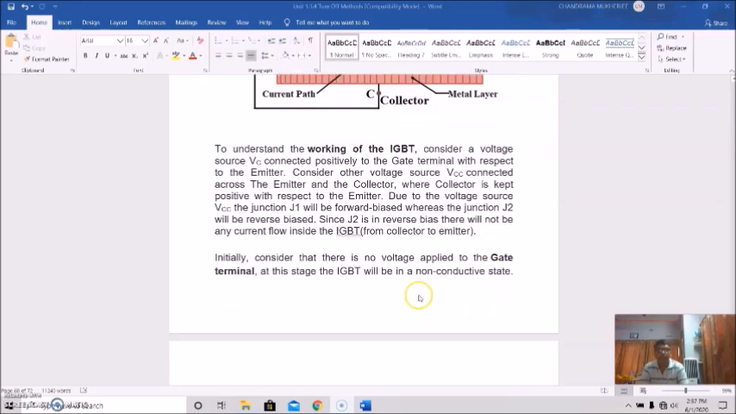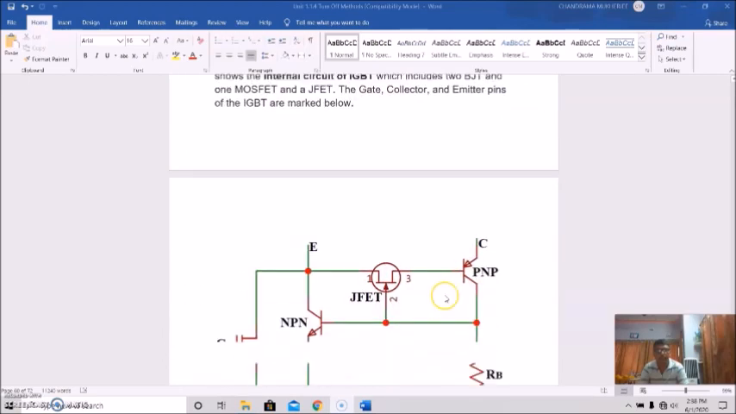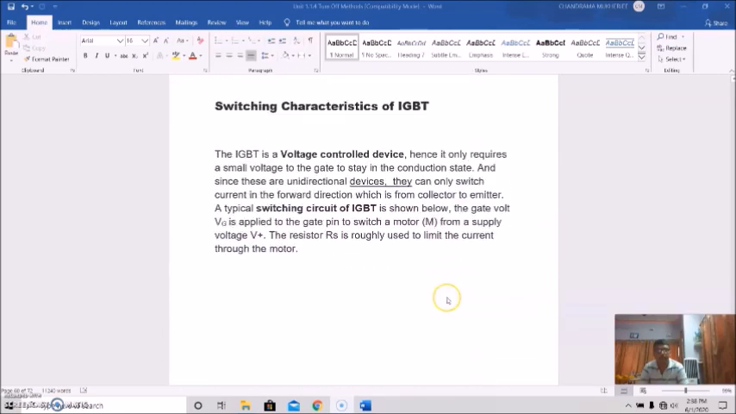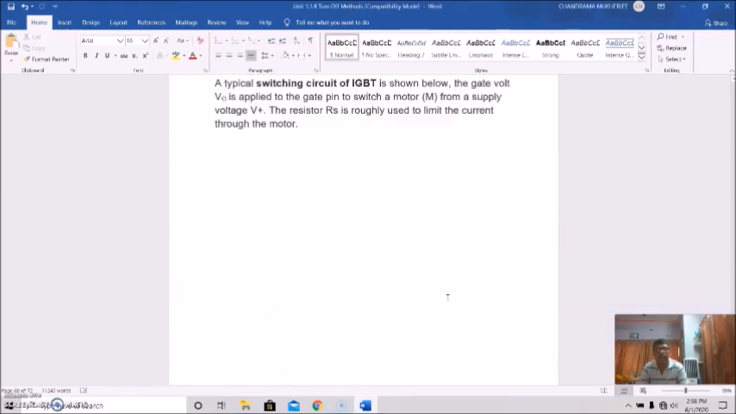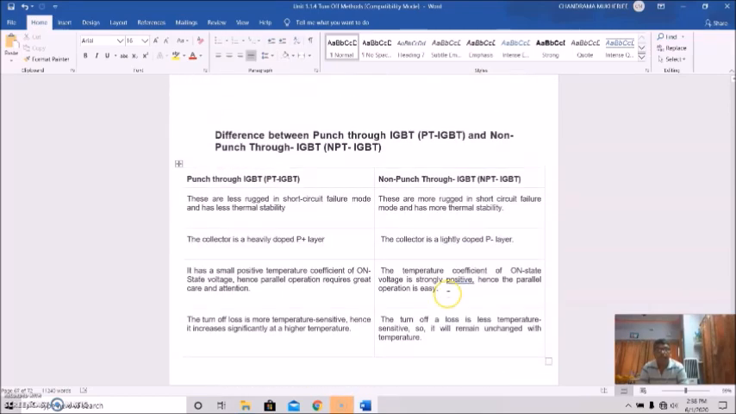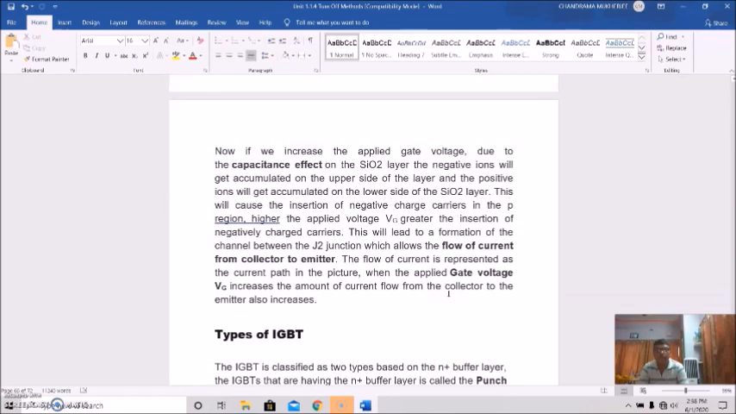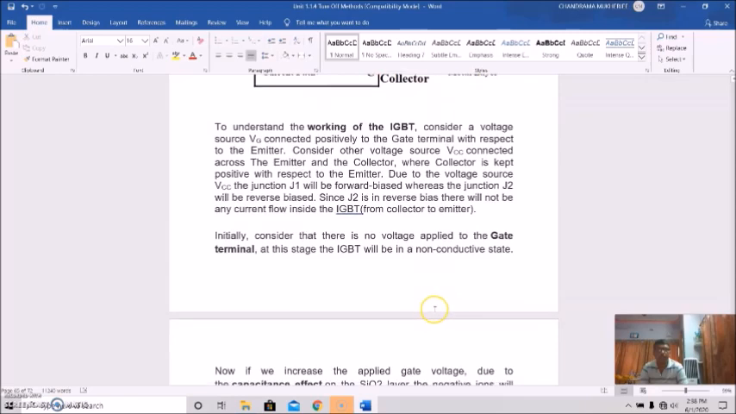Initially, consider that there is no voltage applied to the gate terminal. So at this stage, IGBT will be in a non-conductive state, as shown earlier in the characteristics. We will come to that later. With no voltage applied to the gate terminal, the IGBT is in a non-conductive state.